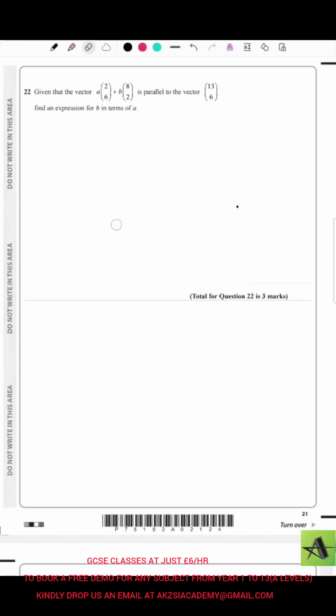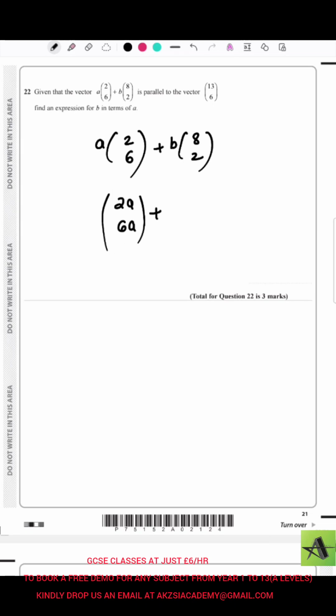So same thing, I can say, let me simplify this vector first. So this is going to be a times 2, 6 plus b times 8, 2. On simplifying, I'll get, because whatever be the constant outside, we have to multiply it. This is called scalar multiplication. So this will become 2a and 6a plus this will be 8b and 2b. When you add it up, it will give you 2a plus 8b and 6a plus 2b.